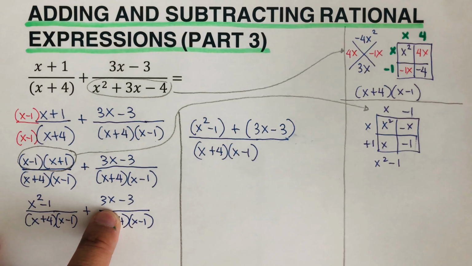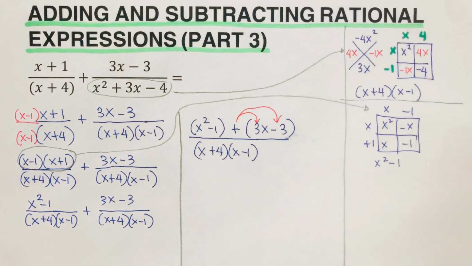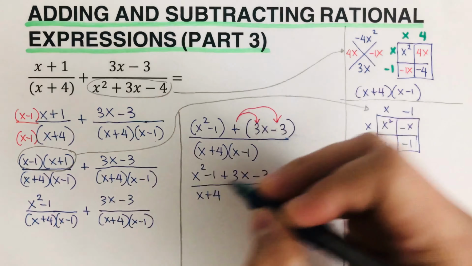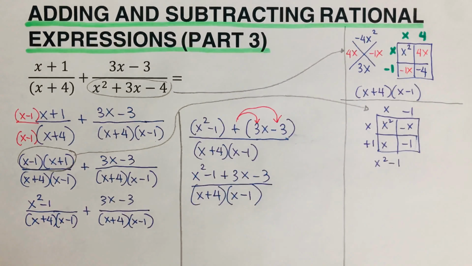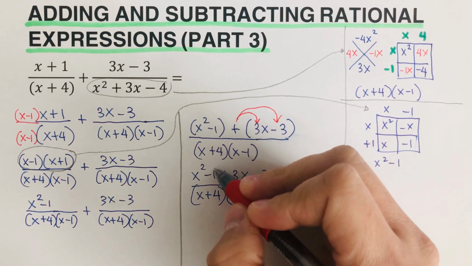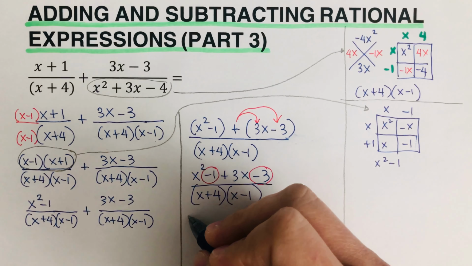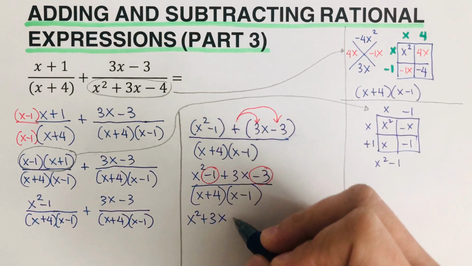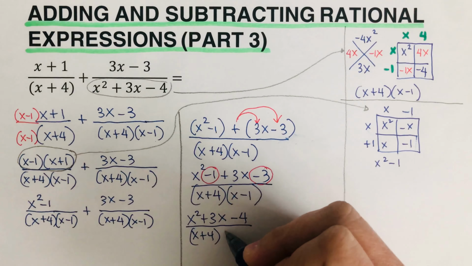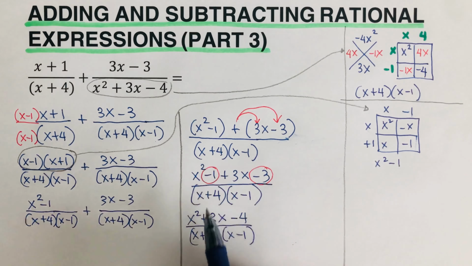So what we are going to do next is distribute the positive into each of the terms inside the parentheses. So when we distribute that, this would come out. Okay, after this, we are going to combine like terms. The like terms that we can combine here would be the constants, negative 1 minus 3 is negative 4. So we can go ahead and write the numerator as x squared plus 3x minus 4, and that is over x plus 4 times x minus 1.